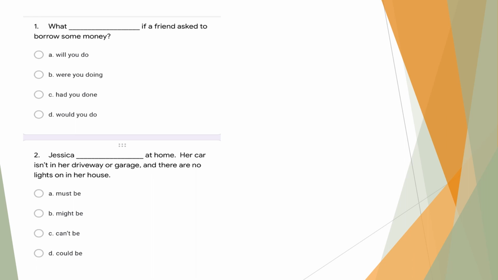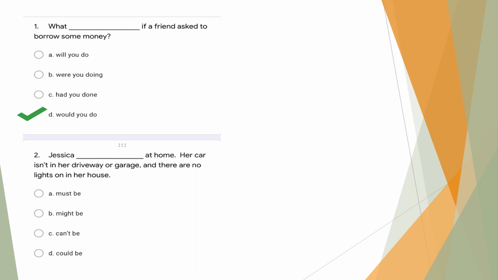Number 1: What blank if a friend asked to borrow some money? Right, so you have to remember the different grammars that we studied. And this one was the first unit that we studied this semester, Unit 10. And that was making a conditional sentence. And do you remember, if you make a second conditional sentence, you use if, and then you use would or could. So the correct answer has to include would.